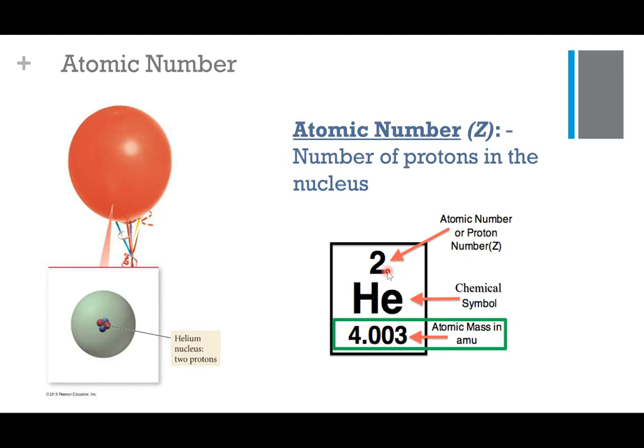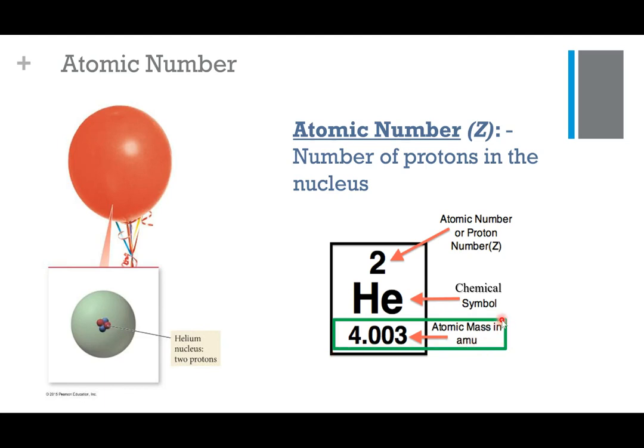Neutrons also have a mass, but neutrons are neutral and they are found also in the nucleus. And then electrons are negatively charged particles found in the electron cloud. They do not have a mass. So this average atomic mass that we see at the bottom of the periodic table.